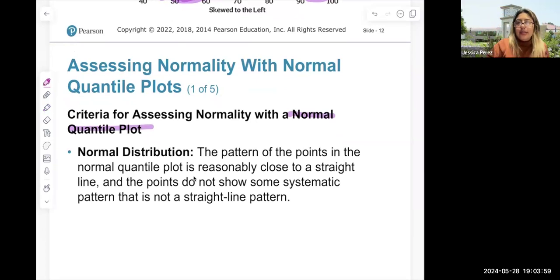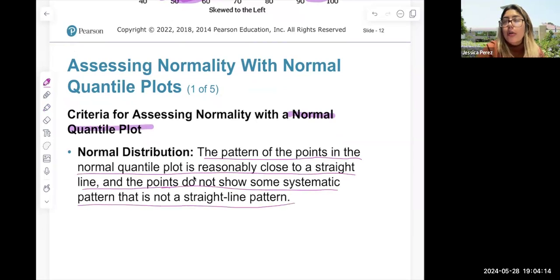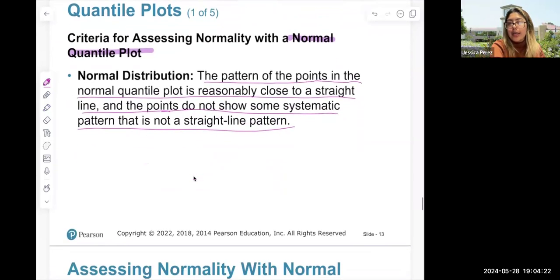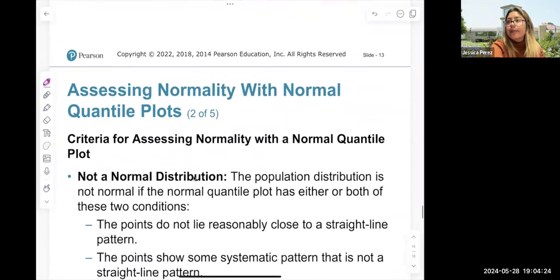That's all it is. In a normal distribution, the pattern of the points in a normal quantile plot is reasonably close to a straight line, and the points do not show a systematic pattern that is not a straight line pattern. So when you look at a normal quantile plot, you should have something that goes along a straight line. You would reorder your data from lowest to greatest and then check if it's normal.